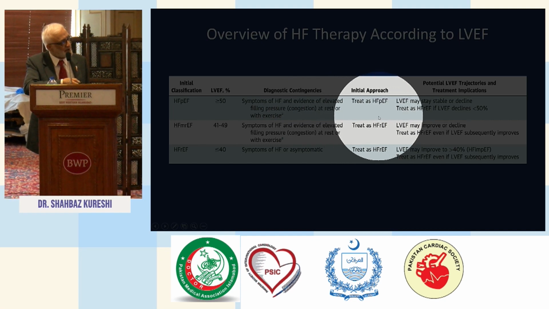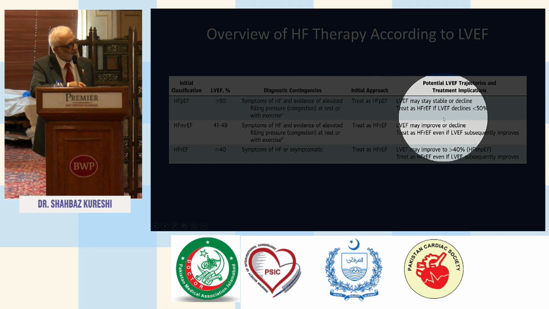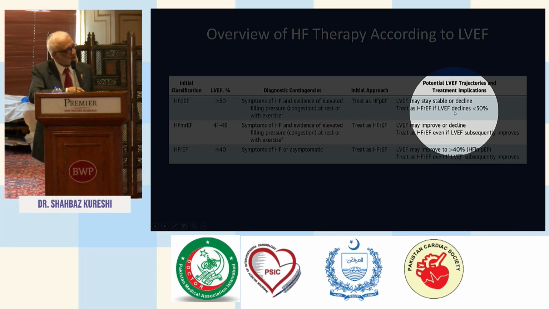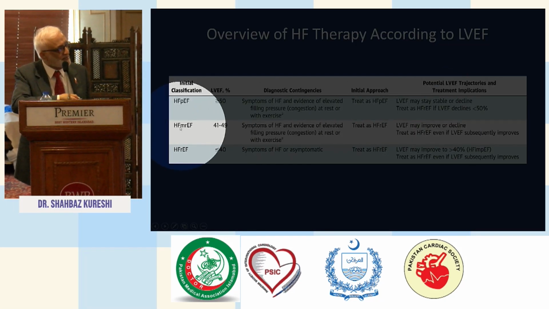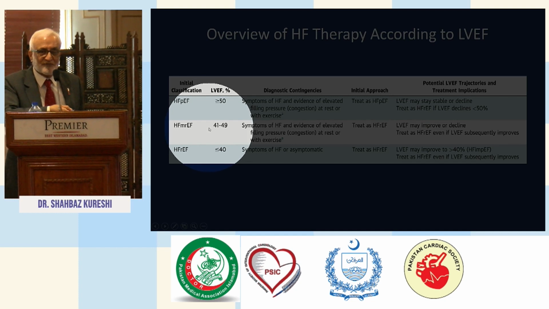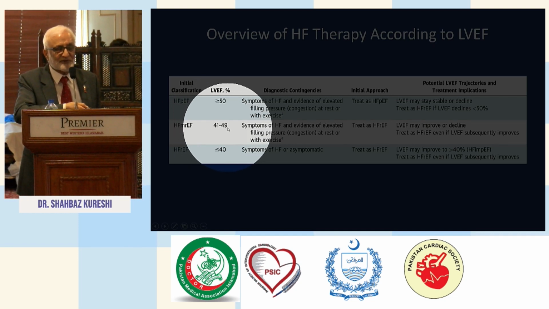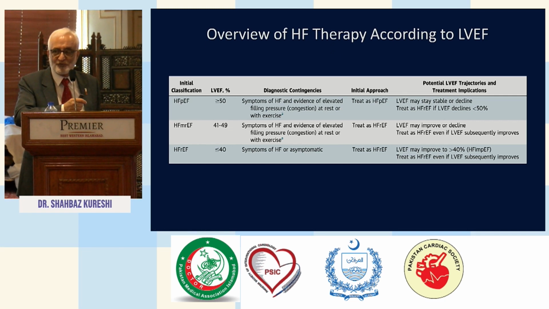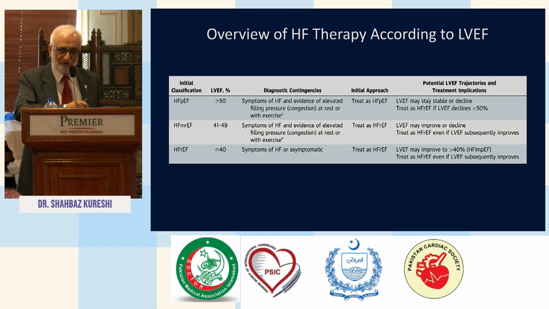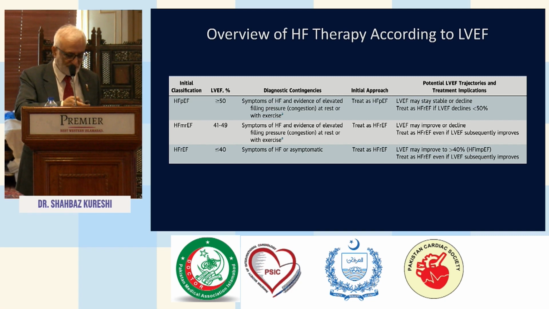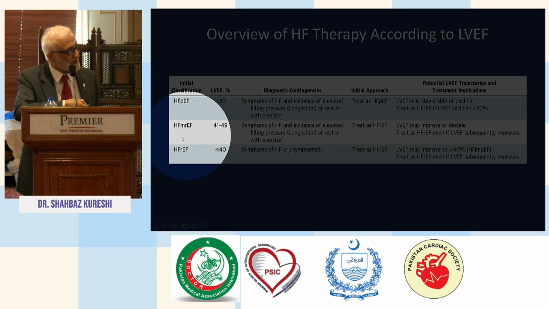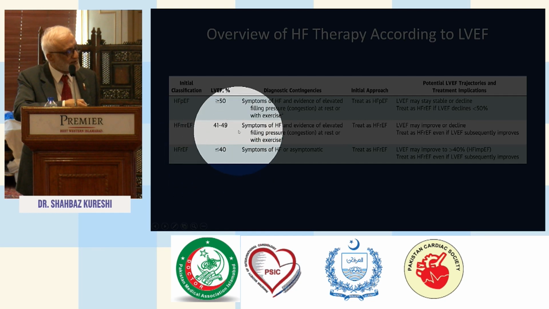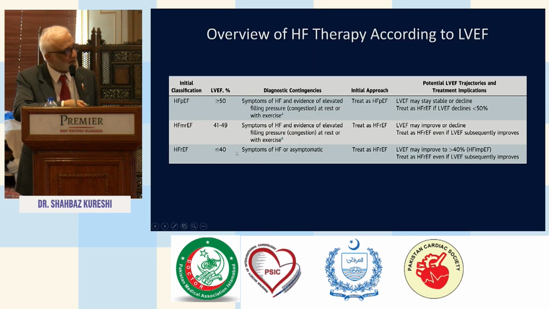Then we treat as heart failure with preserved ejection fraction, and this is the treatment that we have in these patients. Then you have the second category, heart failure with mildly reduced ejection fraction, when you have the ejection fraction from 40 to 49%. 50% and above is preserved ejection fraction. And then you have ejection fraction which is less than 40%. There the patients have symptoms of heart failure, or they may be asymptomatic as well.